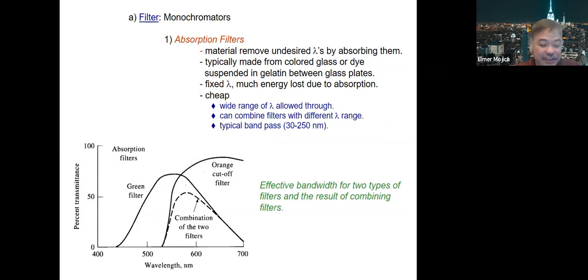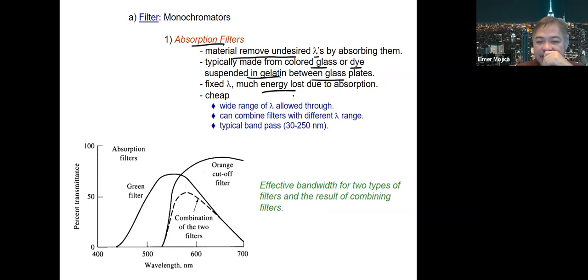Now we also have here the different types of what we call filter. In monochromators, the filters usually can be absorption filters. So the material removes the undesired wavelengths by absorbing them. So ito yung sinasabi ko sa inyo, pag ginamit nyo yun, kakut off niya kung ano man yung wavelength na pwede niya i-cut off. So typically made from colored glass or dye, suspended in gelatin between glass panes. So it's a fixed wavelength, much energy lost due to absorption.